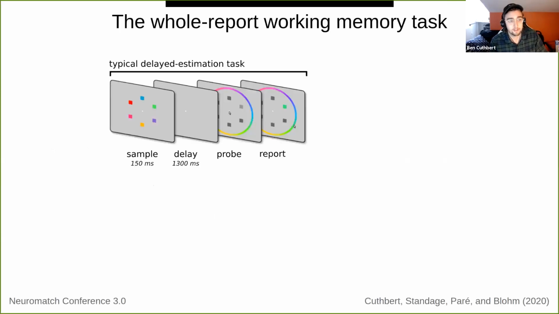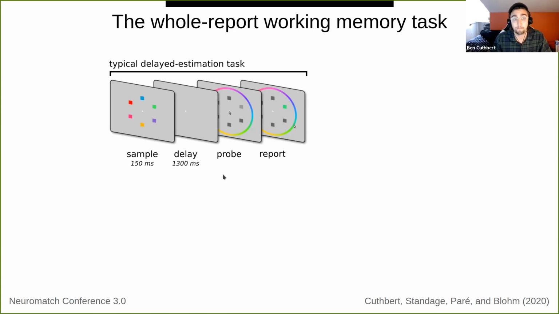So first, I'm just going to talk to you about what I'm calling a typical delayed estimation task, or a single report delayed estimation task. Basically, this task starts by presenting a subject with some stimuli. Then there's a brief delay period. Following that, one of the locations of the stimuli is probed. So this is the probe here. And then the participant is required to report the stimulus value that they remembered at that location.